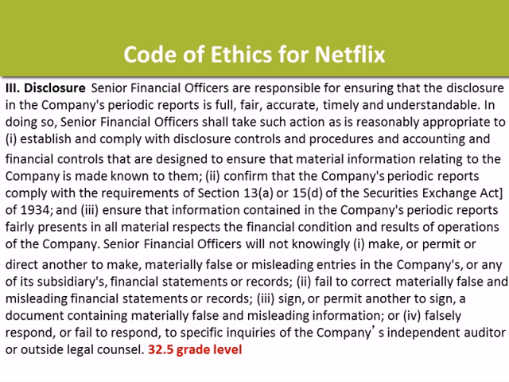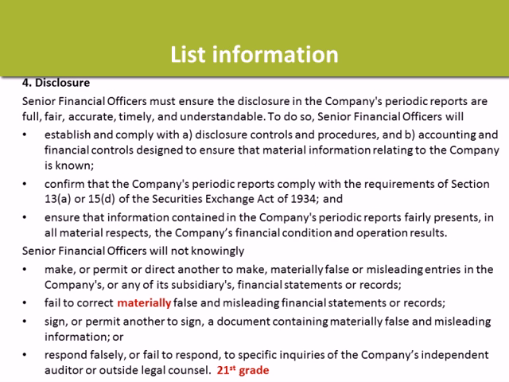And again, I'm going to show you an example of how that played out. So here's a code of ethics for Netflix, and this is an example of what senior financial officers are responsible for, what they can and cannot do, what they need to do, what they have to do. And again, notice that we're looking at very thick paragraphs. Whereas when we use lists, we took the information and it looks like this. So to do so, senior officers will establish, confirm, and ensure. Senior officers will not knowingly make, fail, sign, respond, etc.